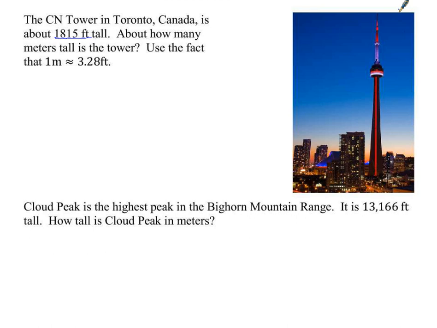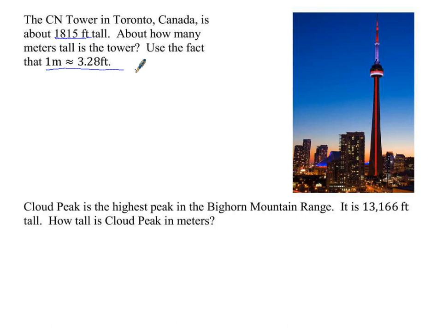Okay, so we have the CN Tower is 1,815 feet tall. How many meters tall is the tower? And then it tells you to use the fact that 1 meter is this little wavy line thing. That means approximate. If you look on your calculators, above the enter button, you see the little wavy lines? That means approximate. What you're doing is you're telling the calculator to approximate the fraction that it came up with. So that's why you press Control-Enter to get the decimal there, okay? That's what those wavy lines mean. So anyway, use the fact that 1 meter is approximately 3.28 feet.